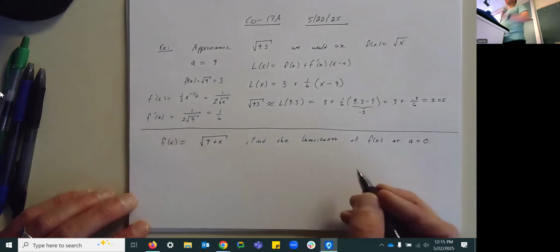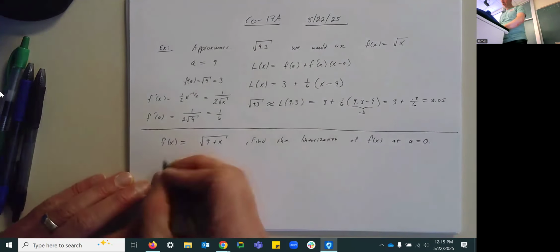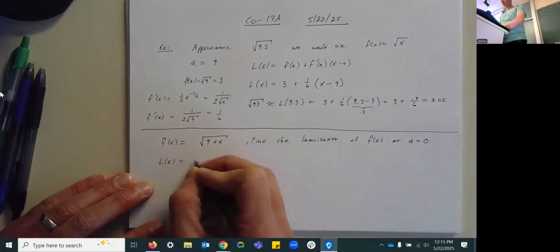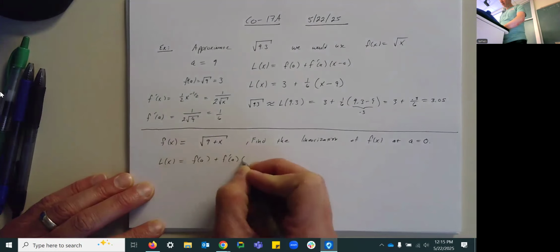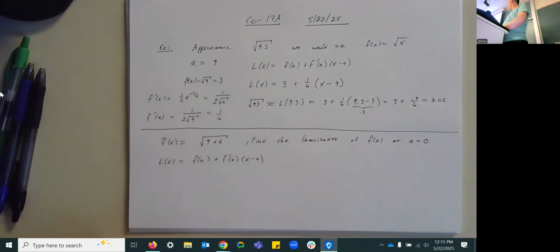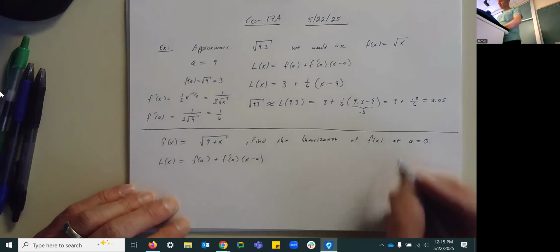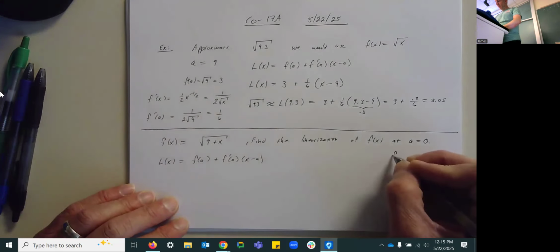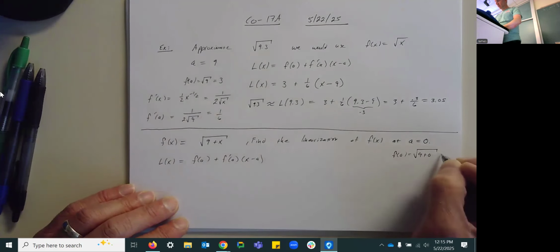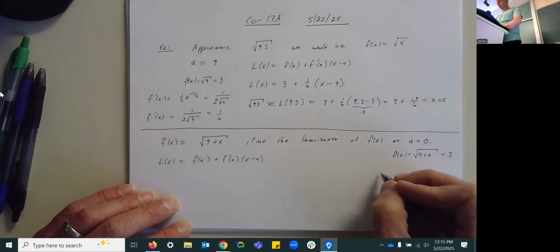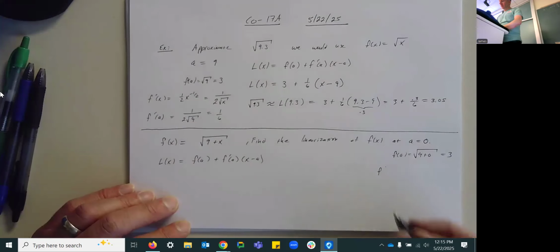So to do this, usual process. Our linearization is still just f of a plus f prime of a times x minus a. But now things have changed a bit. My a is 0. My f of a is the square root of 9 plus 0, which is still 3. And my f prime of a, well, I have to find f prime of x first.